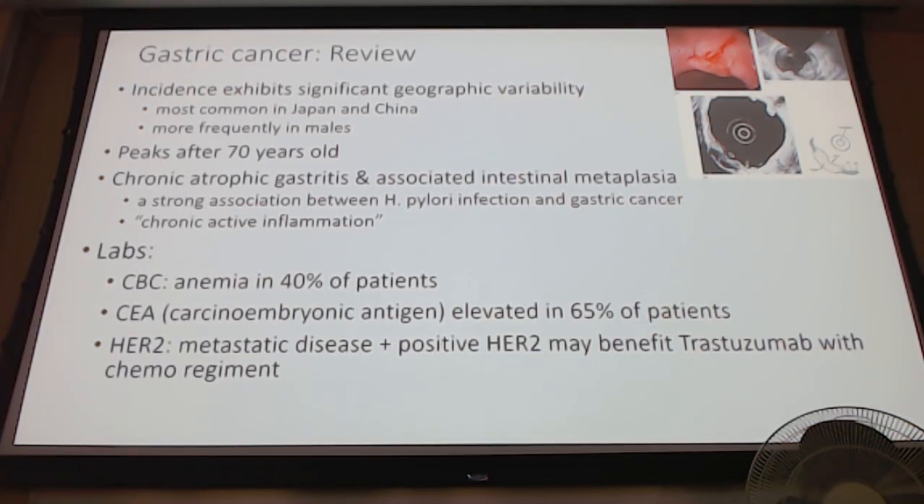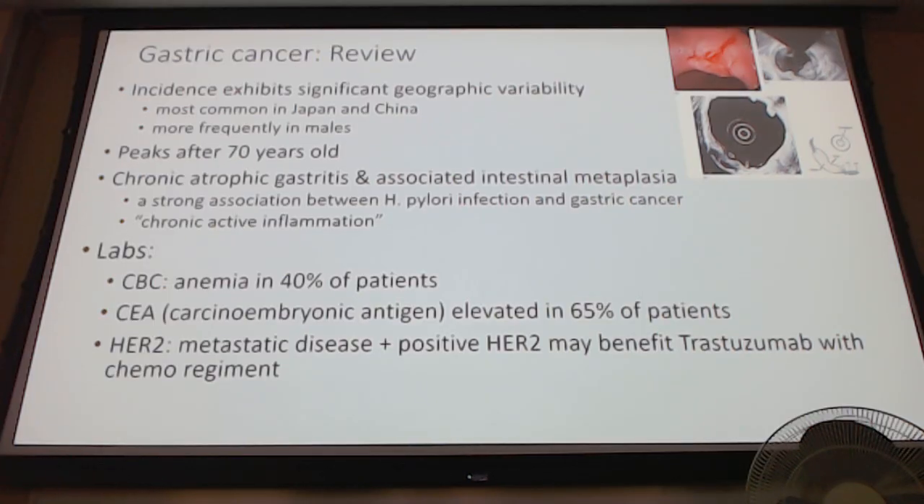Okay, moving on to gastric cancer. Again, this should all be review. Geographic variability. Most common in Japan and China, but we've seen it all over now. Most frequently in males, peaks at around 70. It occurs with chronic atrophic gastritis, associated intestinal metaplasia. Yeah, this is all review. I'm not going to necessarily test on the upper part.